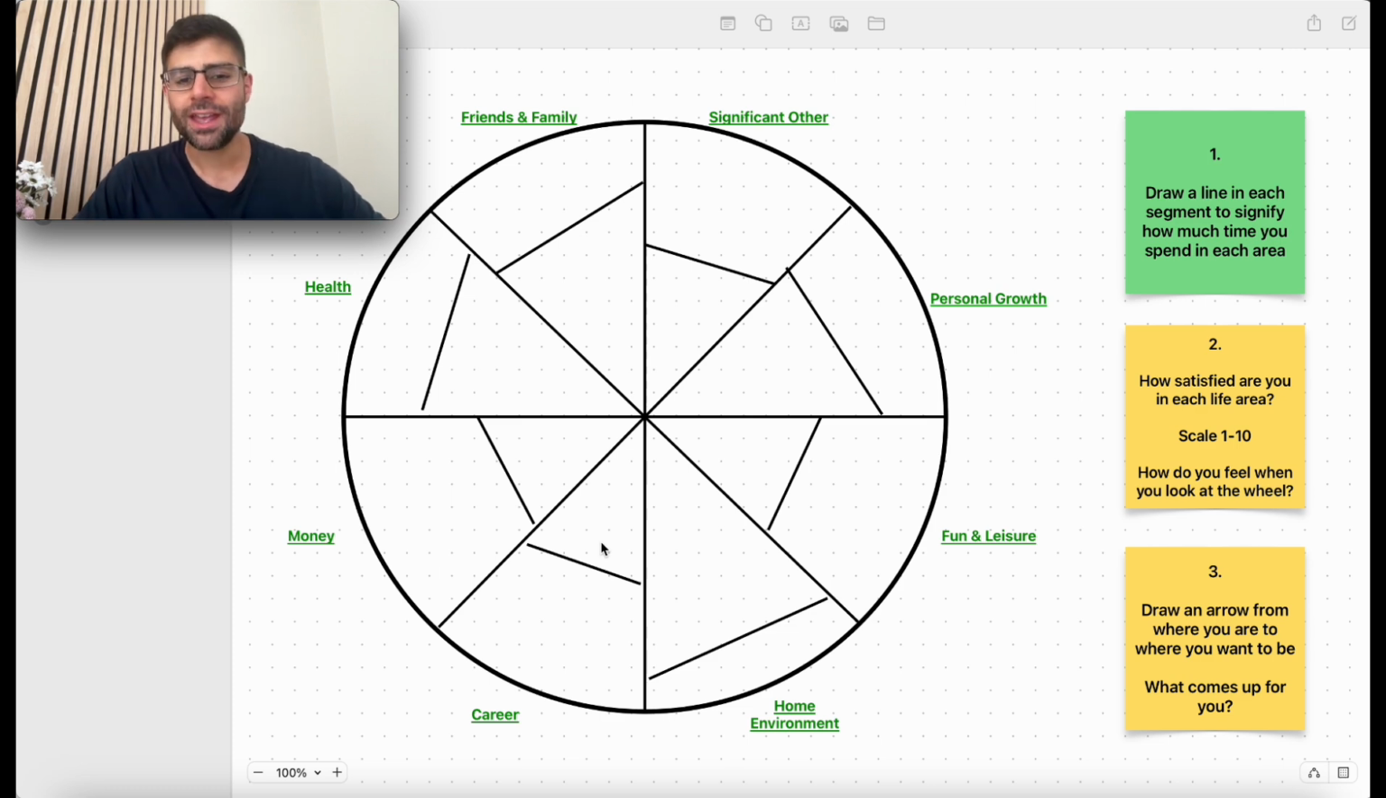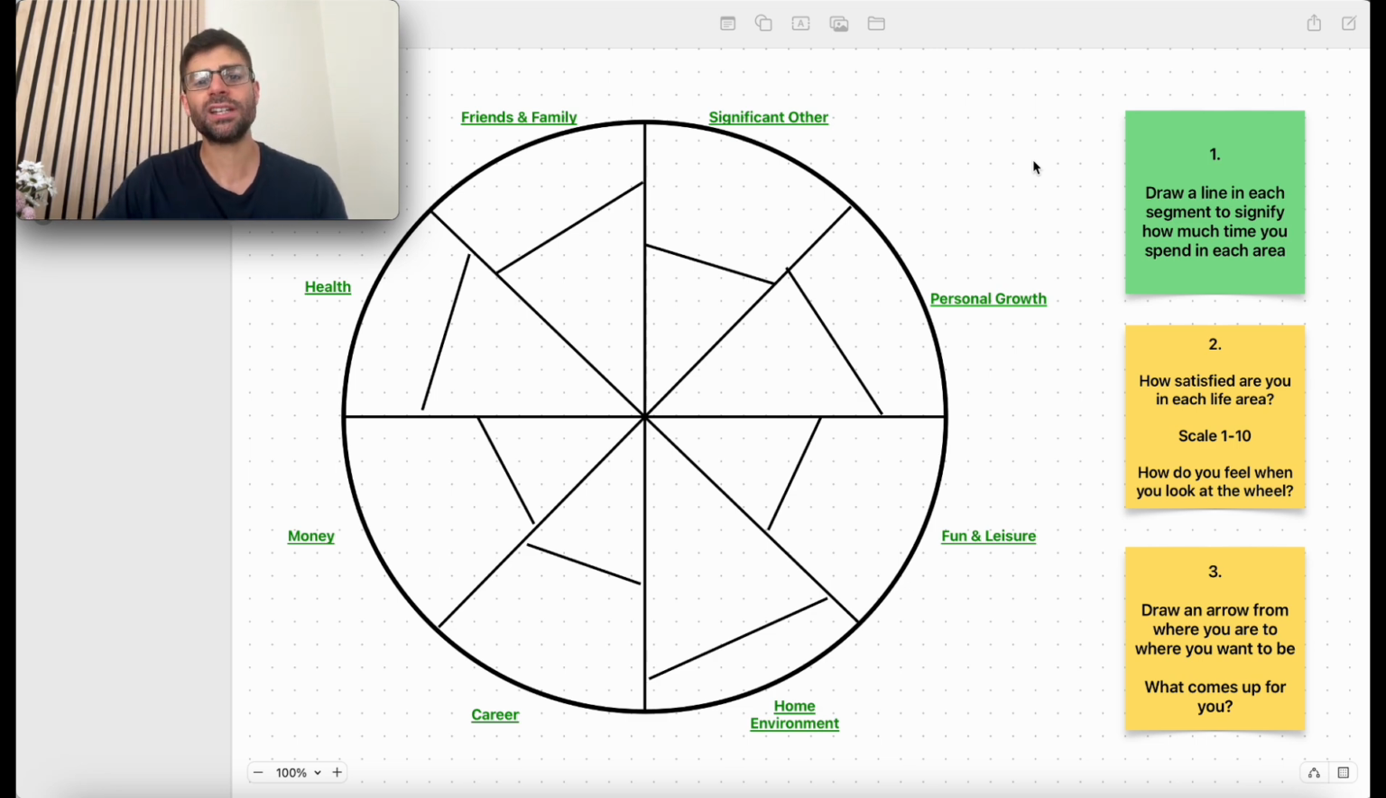All right, now, as you can see, I've split my Wheel of Life up into different categories. You have friends and family, significant other, personal growth, fun and leisure, home environment, career, money, and health. Those are the main categories of my life that I've chosen to focus on in this exercise. The first task, as you can see on the right, is to draw a line in each segment to signify how much time you spend in each area.